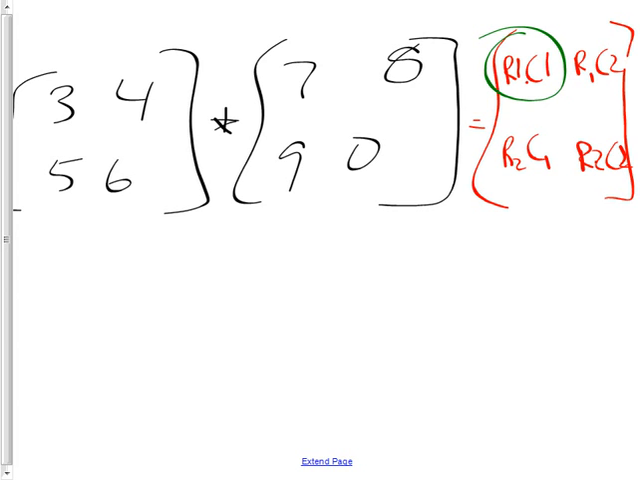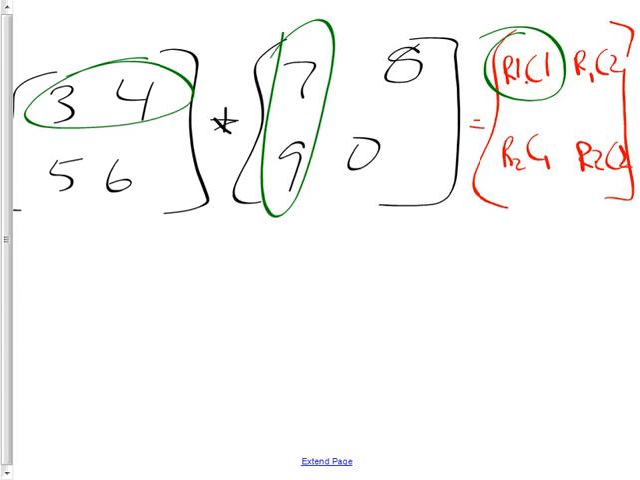Mix row 1 with column 1. Stir. Row 1, column 1. And what goes together? The 3 and the 7 goes together. 3 and the 7, and then the 4 and the 9. 3 and 7 makes 21. 4 and 9 makes 36. 21 and 36 makes 50, what? 57. So, use your eraser on your iPad and make that 57.